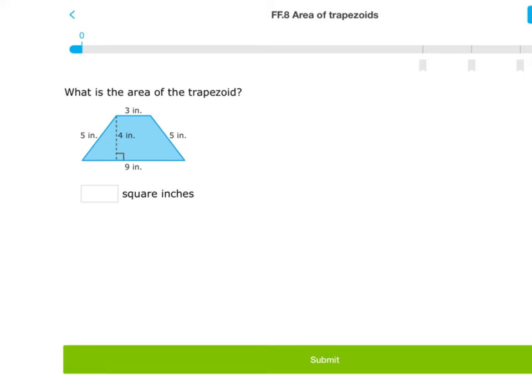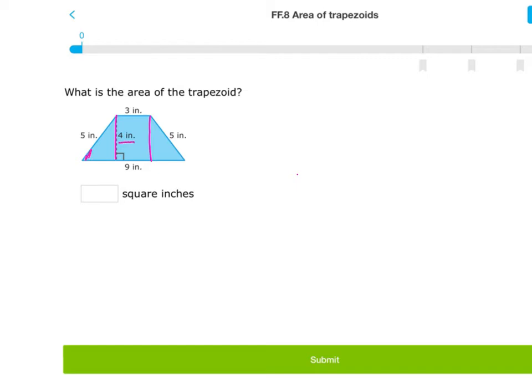To find the area of this trapezoid, we're going to split it into rectangles or triangles, whatever we feel most comfortable with to find the area. So I am going to say for this one, I'd like to split it into 2 triangles and 1 rectangle in the middle. And I see that the height of the whole figure is 4.